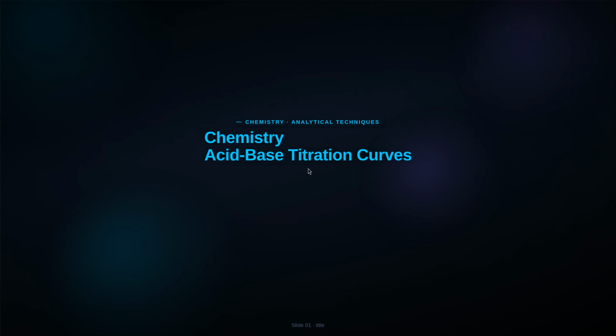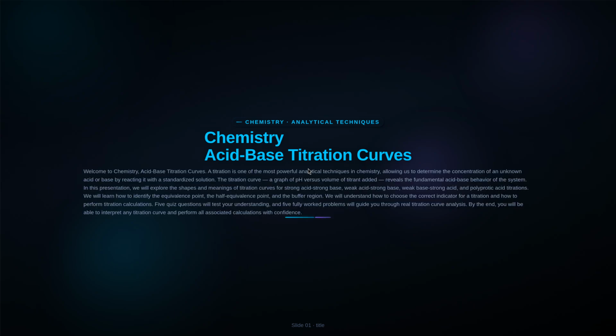Welcome to Chemistry, Acid-Base Titration Curves. A titration is one of the most powerful analytical techniques in chemistry, allowing us to determine the concentration of an unknown acid or base by reacting it with a standardized solution. The titration curve, a graph of pH versus volume of titrant added, reveals the fundamental acid-base behavior of the system.